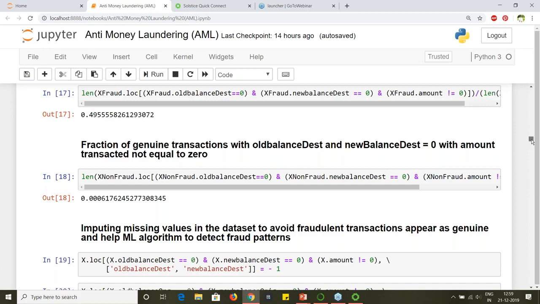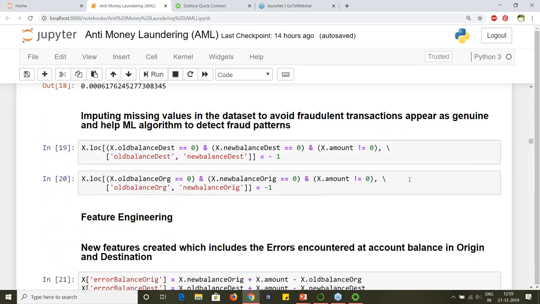So here I am treating all these zeros as missing values. I am imputing them as -1. Suppose the destination account's old balance and new balance are 0 and the amount is not equal to 0. So for old balance destination and new balance destination, I am imputing -1 instead of 0.